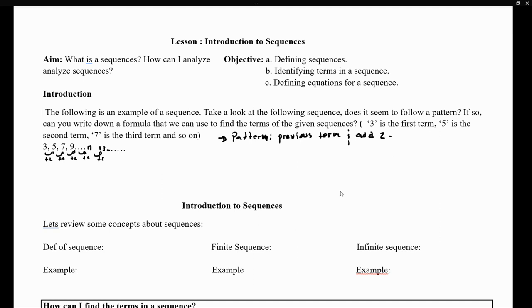Now that we have identified a pattern, the question becomes: is it possible for us to write down a formula which we can use to find the terms of the sequence? This is our main idea for today: to properly write down formulas which we can use to start finding terms in the sequence. We're going to come back to this question at the end of this lesson and try to answer it. Our main objective for today is to start analyzing sequences, take a look at their patterns, and use those patterns to write down formulas to properly define the sequence. So we'll come back to this question at the end of this video.